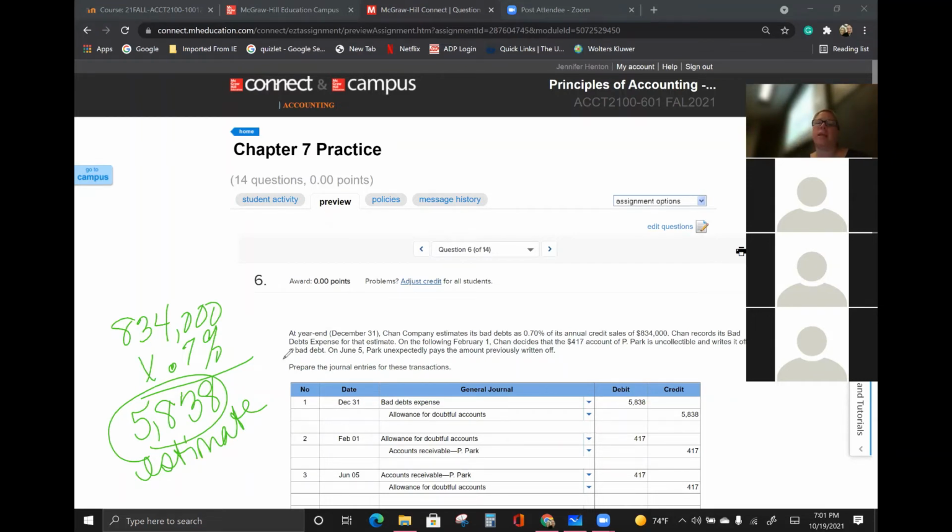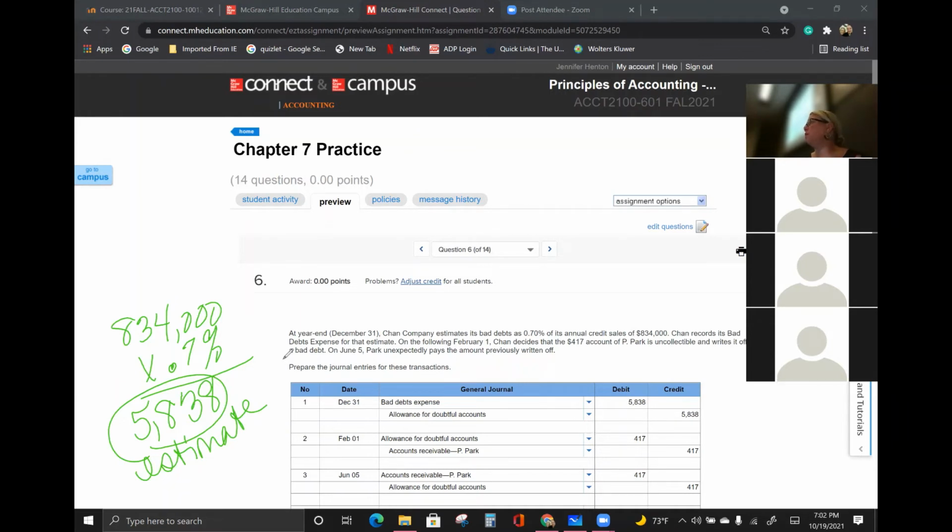So now when we decide that Chan is not going to pay $417, we need to remove that receivable. We don't want to show that they owe us money any longer because we're not going to collect it. Maybe we've tried calling, we couldn't find them. So now I've decided I need to get rid of that accounts receivable.